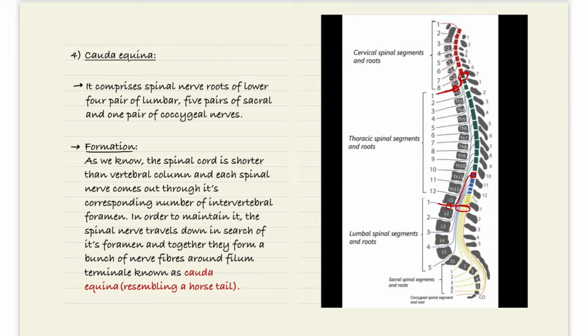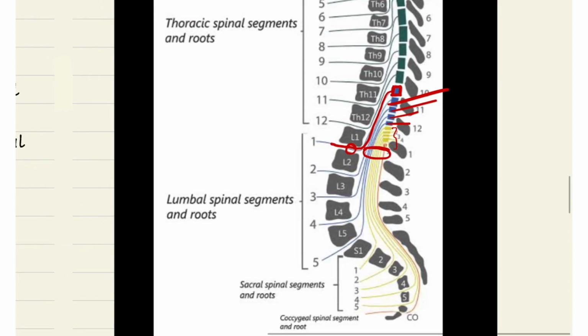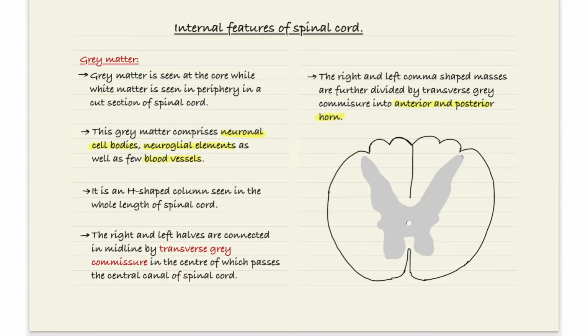And what all nerve roots does it comprise? As we saw, 4 pairs of lumbar, the last 4 pairs. So 1, 2, 3, 4. Then 5 pairs of sacral. So these yellow ones are the sacral and coccygeal. This one is the coccygeal. So all the nerve roots arising from these form the cauda equina. With that we have completed the external features of the spinal cord.